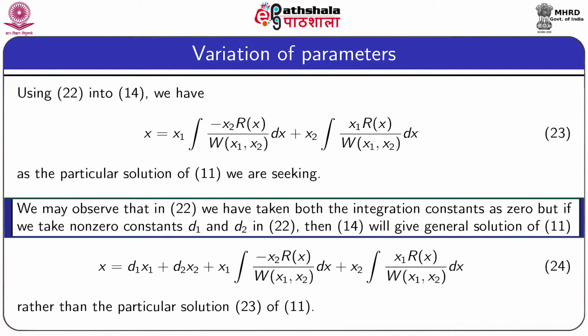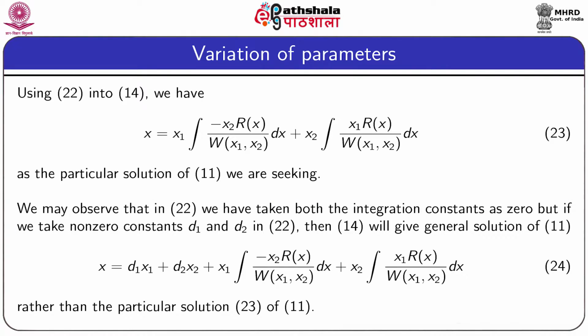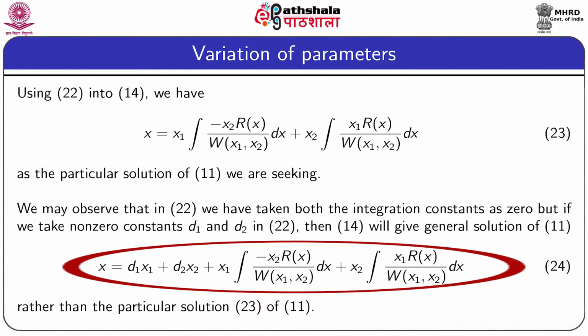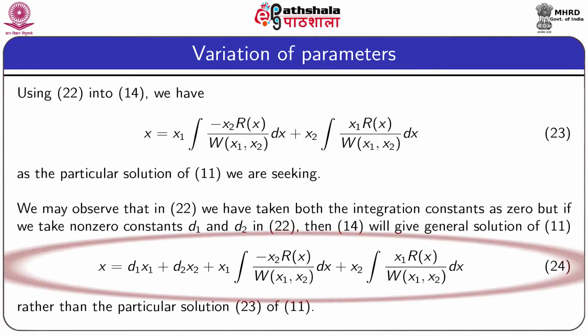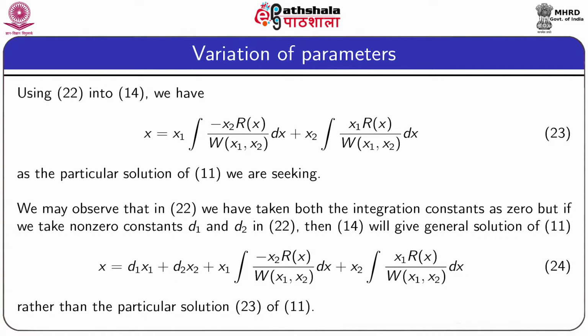We may observe that in 22 we have taken both the integration constants as 0, but if we take non-zero constants d1 and d2 in 22, then 14 will give the general solution of 11 in the form x equal to d1 x1 plus d2 x2 plus x1 times integration of minus x2 r by W d x plus x2 times integration of x1 r by W d x, rather than the particular solution 23 of 11.